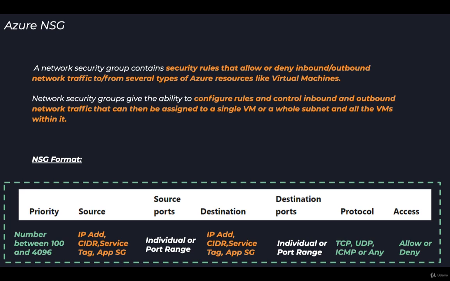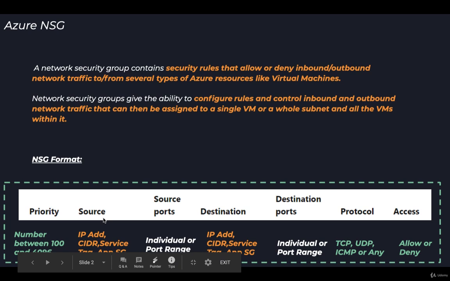And the other is source: what traffic, what service, what kind of network range you want to allow for your particular VM, that you will define in the source. There are different options: you can mention a single IP address, you can mention the CIDR range, you can mention the service tag, application service group.